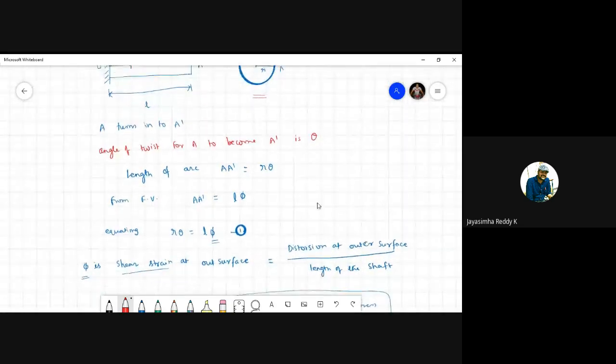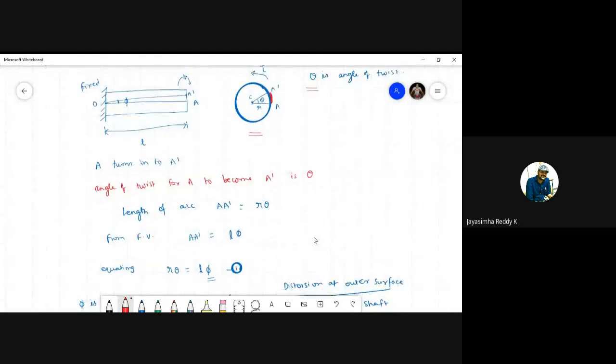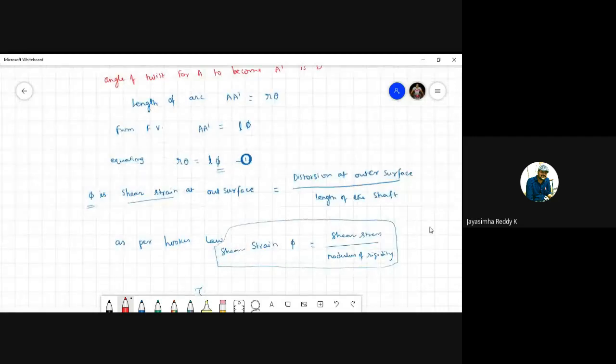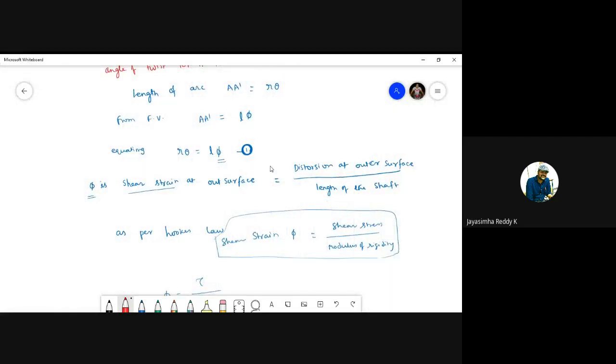So what is phi here? Why do I say it is strain? Strain is change in length by original length. Here, if you observe, OA is the initial one. After applying the twisting moment, it has become OA dash. So there is a change because of the application of torsion. That strain is nothing but distortion at the outer surface by length of the shaft. We just say phi is the strain.